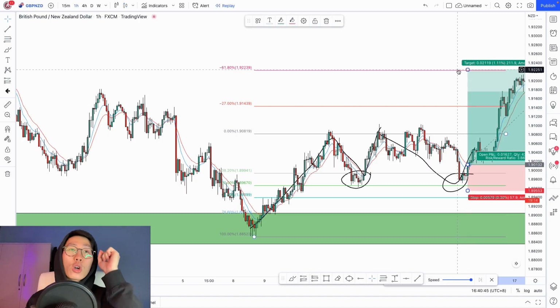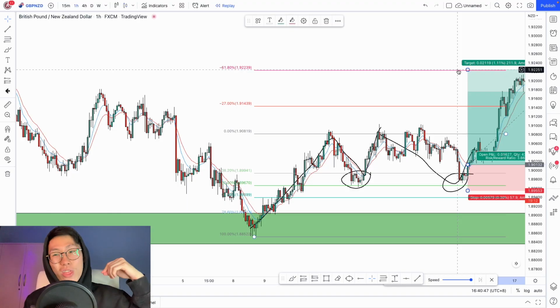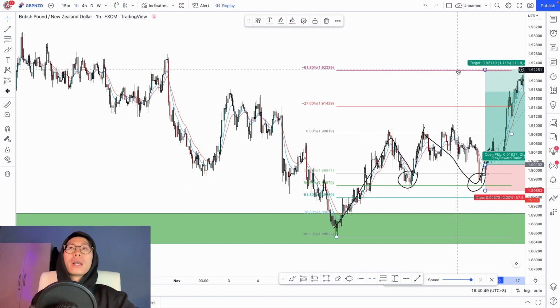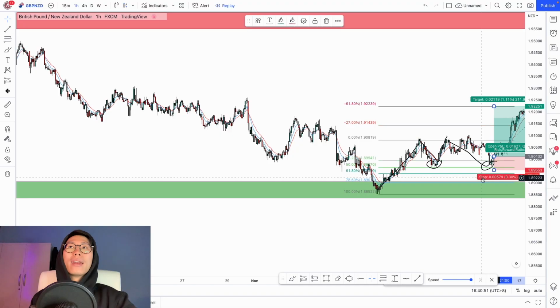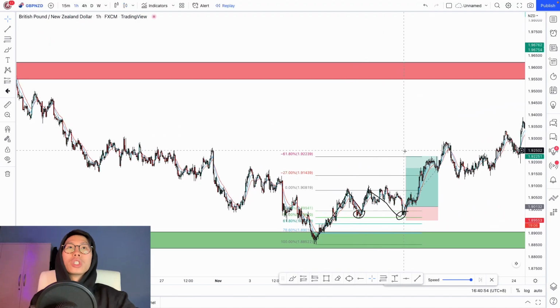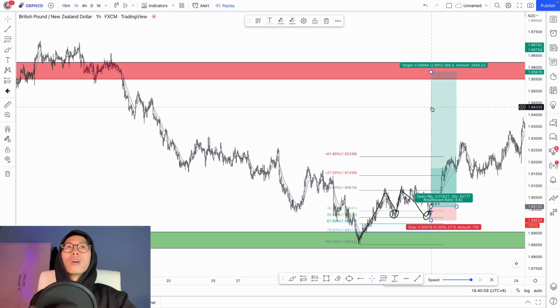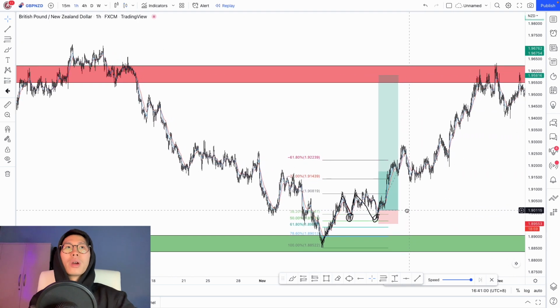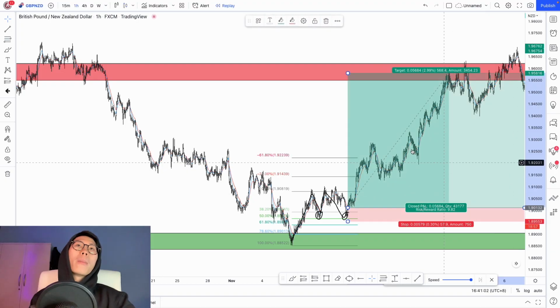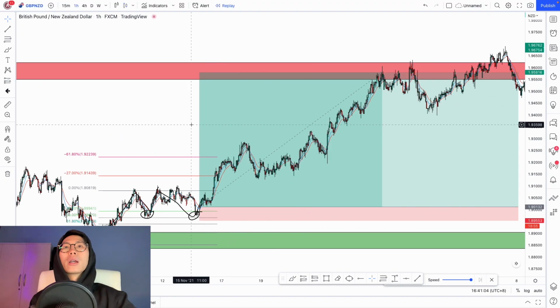But since this video is on sniper entries and not on Fibonacci, I'm going to be placing my take profit all the way up at the next key level, all the way up here, because this is a very strong resistance area. And as you can see, price went up and smashed our take profit.